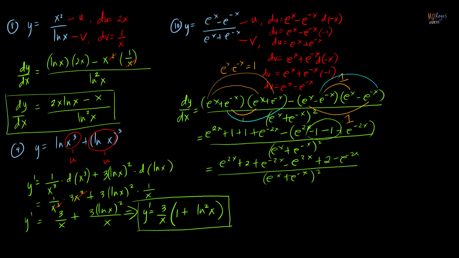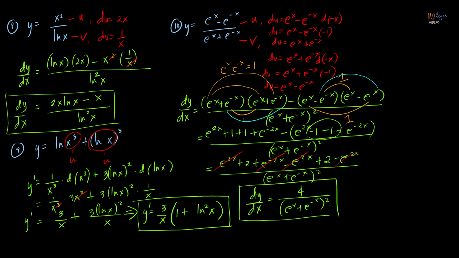Okay, when we combine e to the 2x and negative e to the 2x, we get 0. And also e to the negative 2x and negative e to the negative 2x, we get 0. So what remains for dy over dx, combining the two constants, we get 4 over e to the x plus e to the negative x quantity squared. This is the derivative of the function.